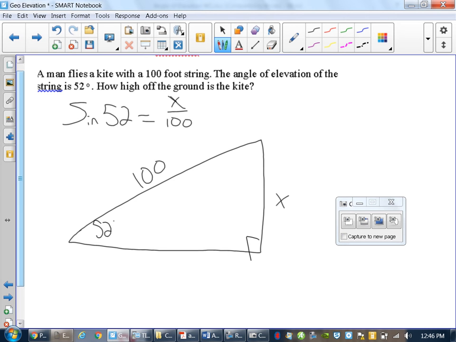Now I know that all of you know how to solve that because you showed me. Write it out prior to what you would put in your calculator, which means you would do what to both sides? Multiply by 100. So you have 100 times the sine of 52 is your vertical height. And then it's a matter of just rounding it out to 2 decimal places.